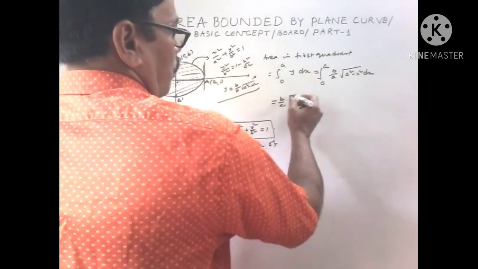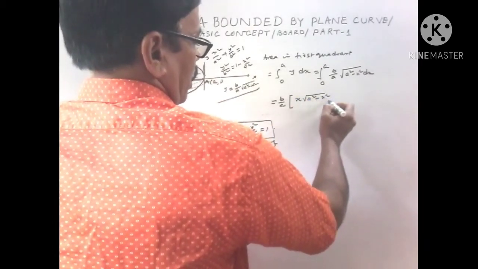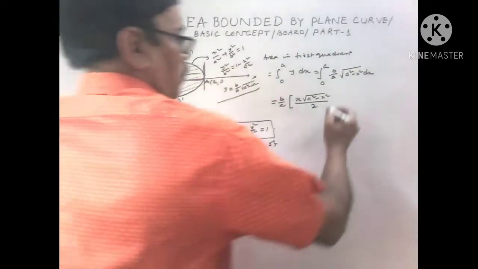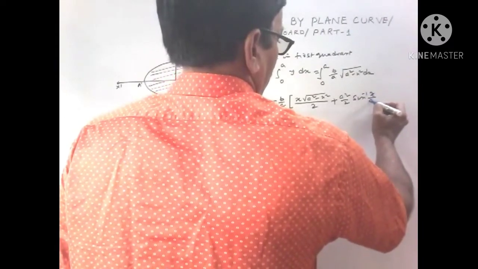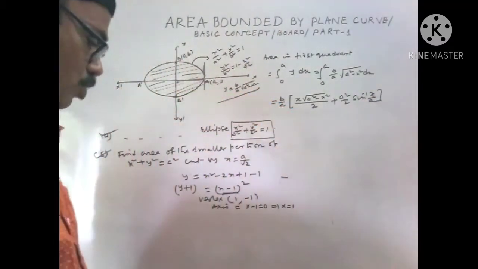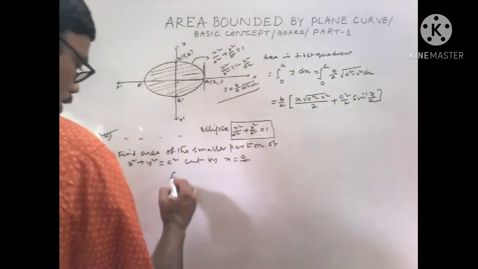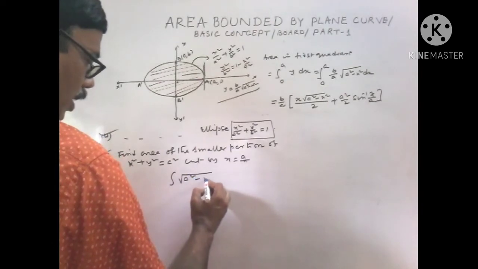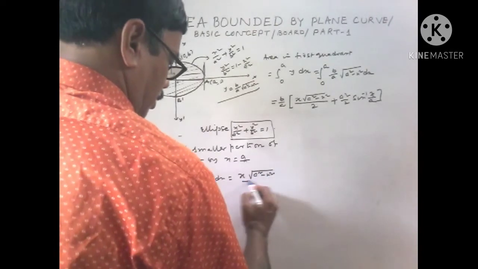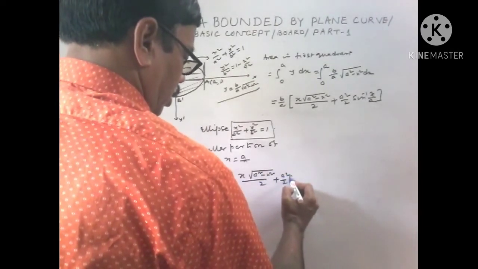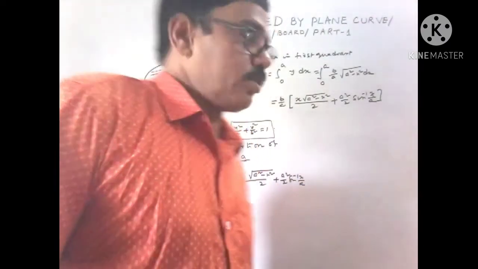Now the formula for the integral of root over a square minus x square is x by 2 into root a square minus x square plus a square by 2 sine inverse x by a. This is the most important formula to find area. Very simple, you have to recall it. You know, this is a problem of integration by parts. So the formula is a square by 2 sine inverse x by a plus c also.